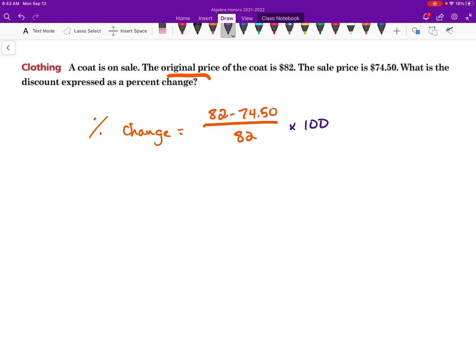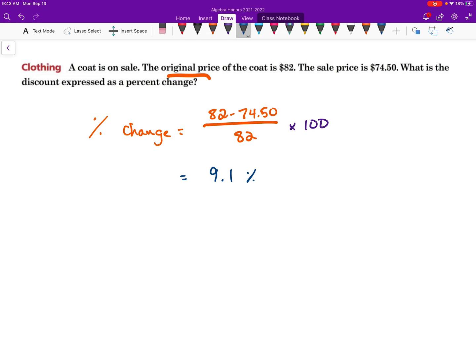So in the end, when I do this math here and multiply by 100, I get 9.146, and it just keeps going on forever and ever. Depending on what Math Excel asks you to do, you're going to round to a specific spot. So I'm just going to round to the 10th place here for right now. It may say differently on Math Excel, but it's going to be a 9.1% change.